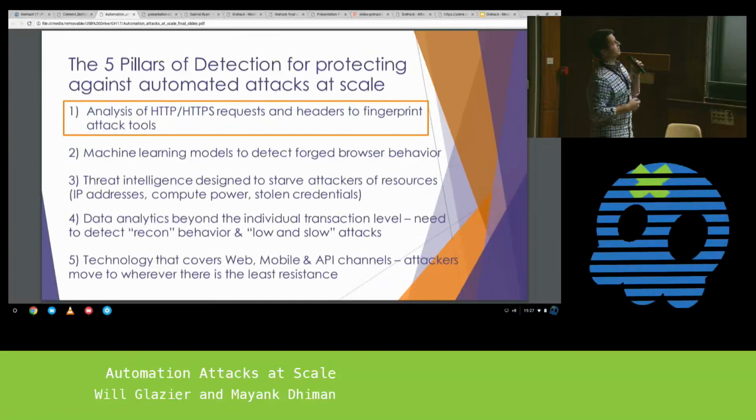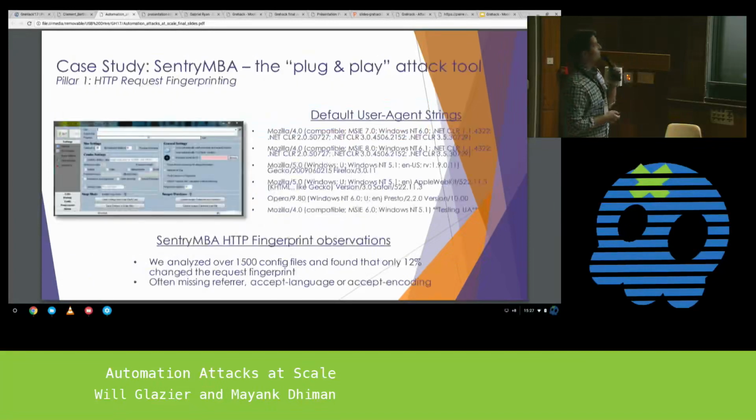And I've written out, again, 5 pillars, 5 tools for detecting these automated attacks at scale, detecting these tools in a proactive way. The first one we've focused on has been analysis of the HTTP requests and their headers to fingerprint these attack tools. Look at how these tools behave on your network, but everybody's network will be different, based on things like where you terminate your SSL connection or what CDN provider you're using. We have a case study here on Sentry MBA for fingerprinting these requests.